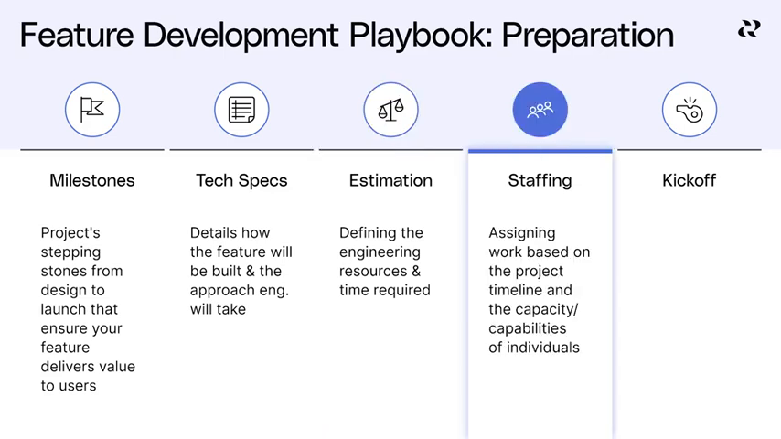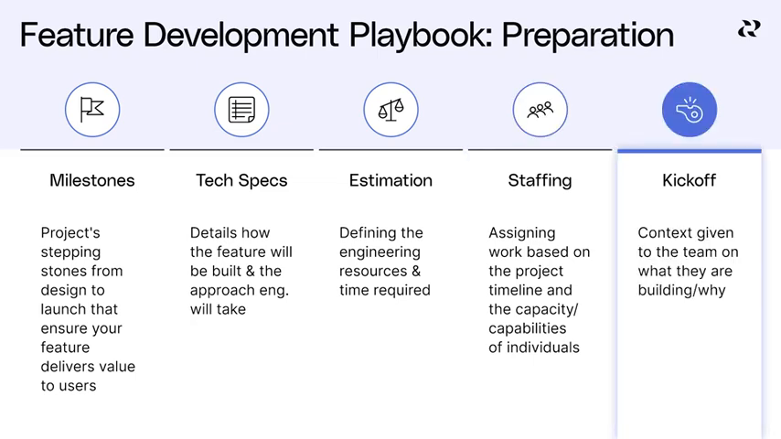The core work in feature development can't officially start until you have an engineer assigned to it. For a small engineering team, this may be a relatively straightforward decision, while for a larger team with multiple engineers available, it may take more time. In either case, staffing is a balancing act that needs to consider the project timeline as well as the capacity and capabilities of individual engineers. Finally, once the team is staffed, they need to get up to speed on the project context, what they're building, and why. This context is typically best shared during a live project kickoff with the full team.